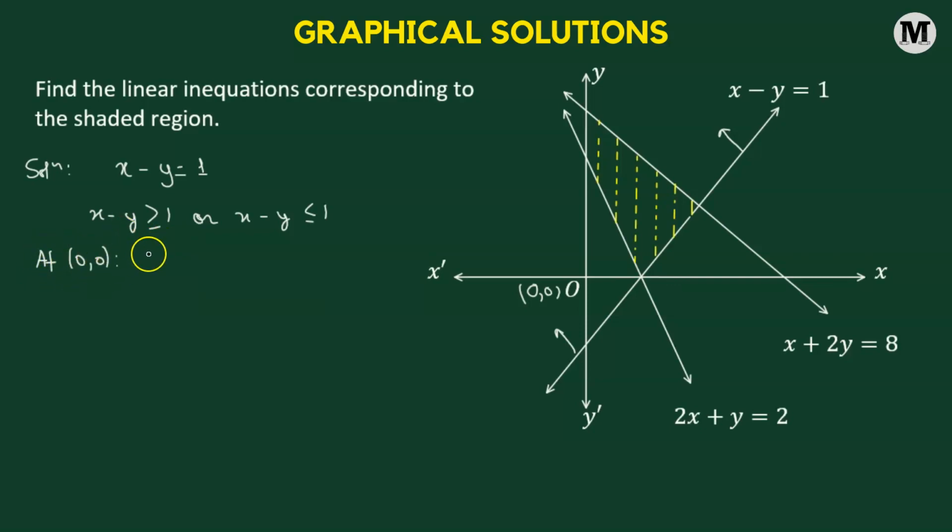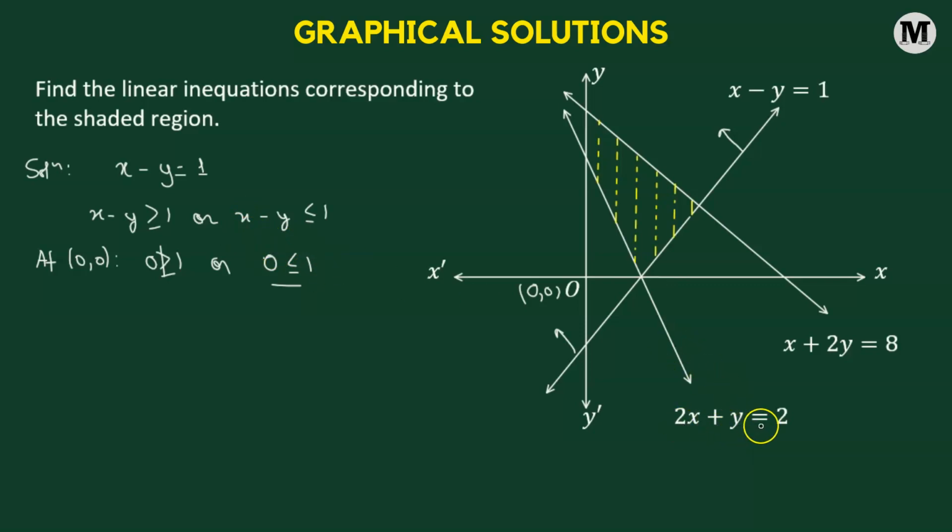So if we choose the first inequality, we have 0 greater than or equal to 1. And if we choose the second inequality, we have 0 minus 0, that's simply 0, less than or equal to 1. We know the first inequality is going to be untrue because 0 cannot be greater than 1, which leaves us with the possibility that x minus y has to be less than or equal to 1. So this gives us the first inequality. Okay, let's go to the next equation.